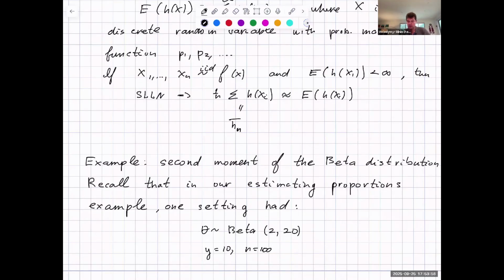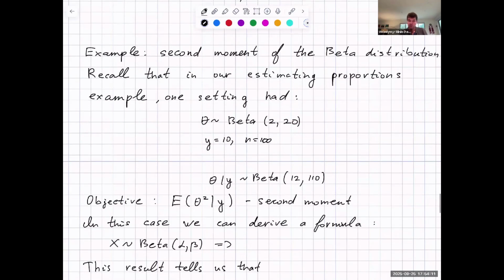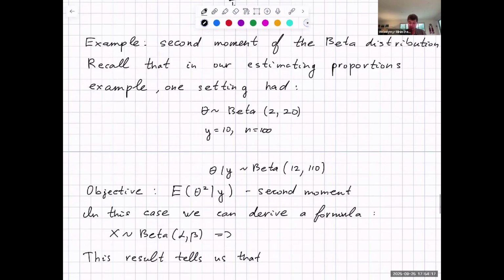This is just to emphasize that this depends on the number of samples that we draw. If that's not accurate enough, we can increase the number of samples and improve our approximation of the expectation. For example, take the second moment of the beta distribution that we worked out already. This is exactly our setup from the beginning of the class: the prior is beta with 2 and 20, the data is 10 successes out of 100, and the posterior becomes a beta distribution with 12 and 110.